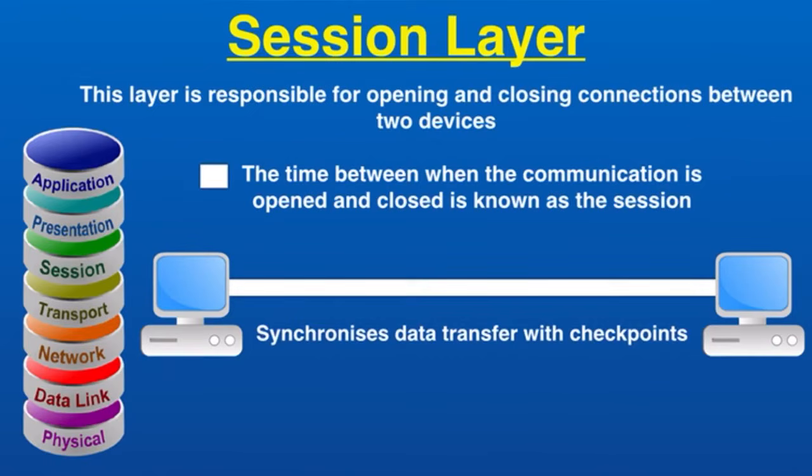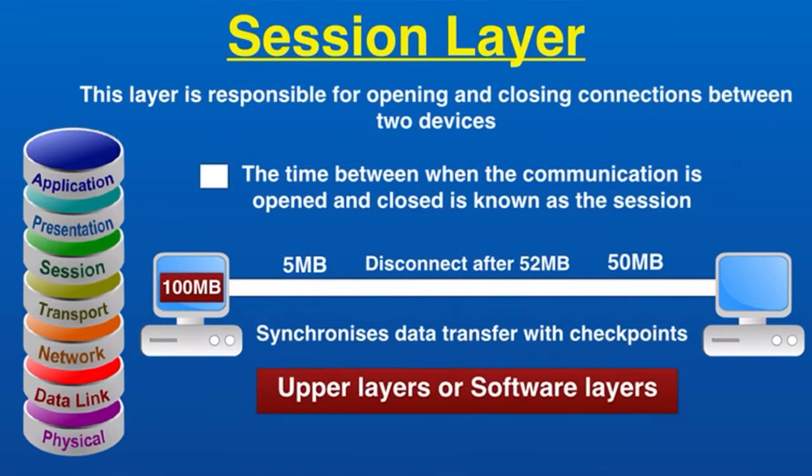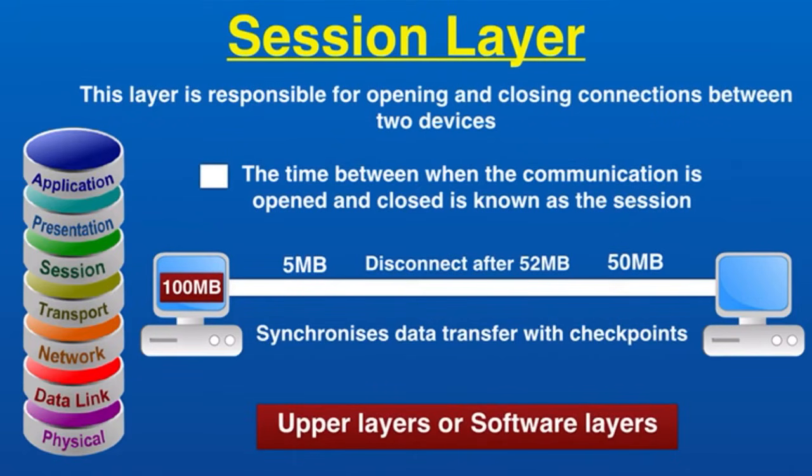For example, if a 100 MB file is being transferred, the session layer could set a checkpoint every 5 MBs. In case of a disconnect or crash after 52 MBs have been transferred, the session could be resumed from the last checkpoint, meaning only 50 more megabytes of data need to be transferred. Without checkpoints, the entire transfer would have to begin again from the start. These 3 layers, also known as upper layers, are software layers.